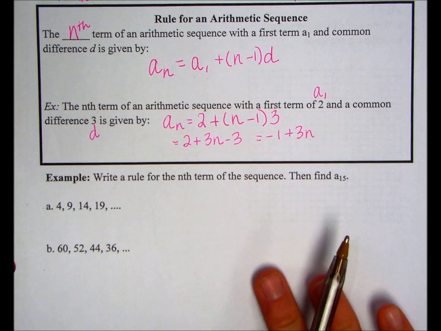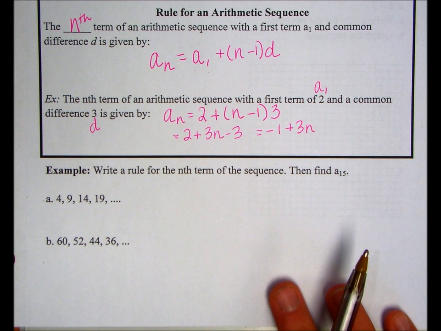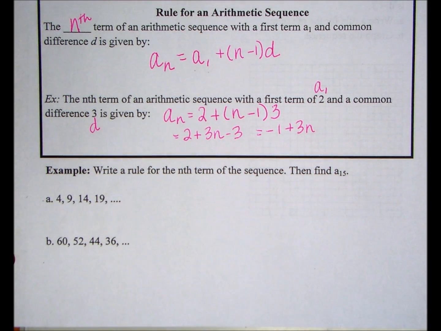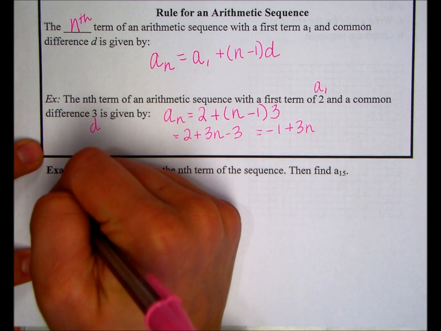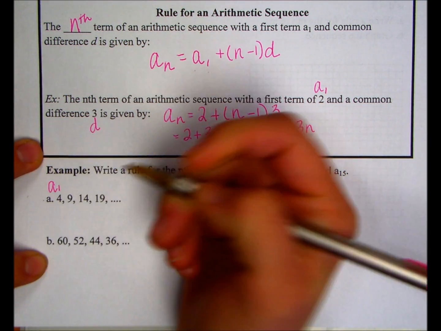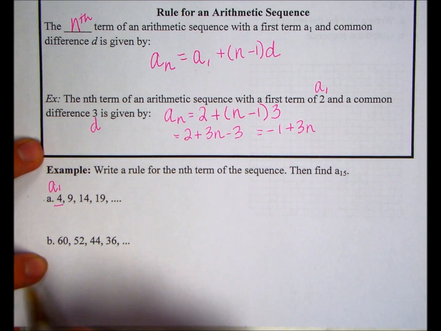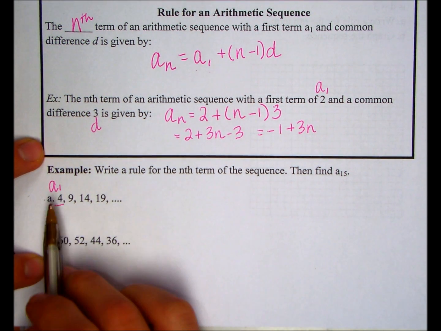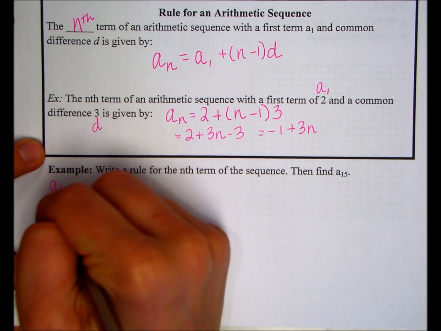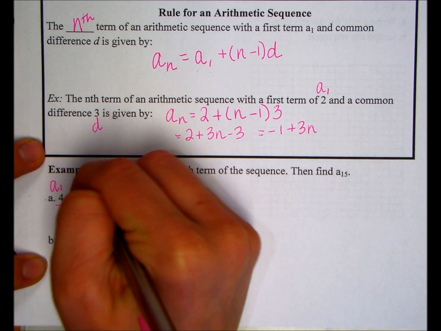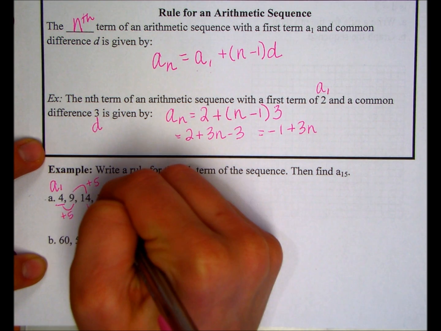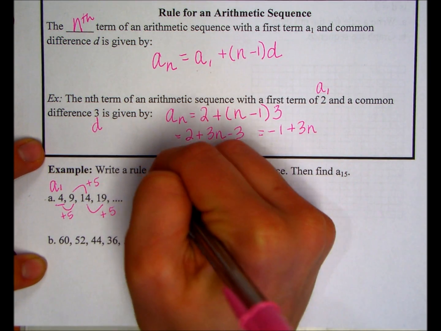So if I look, it wants me to write a rule for the nth term of the sequence, then find a sub 15. Well, they tell me 4, 9, 14, and 19. They tell me my first term of a sub 1 here is 4. Now I can figure out the common difference by looking at my pattern. To go from 4 to 9, I'm just adding 5. 9 to 14, adding 5. 14 to 19, adding 5. So that makes my d here 5.